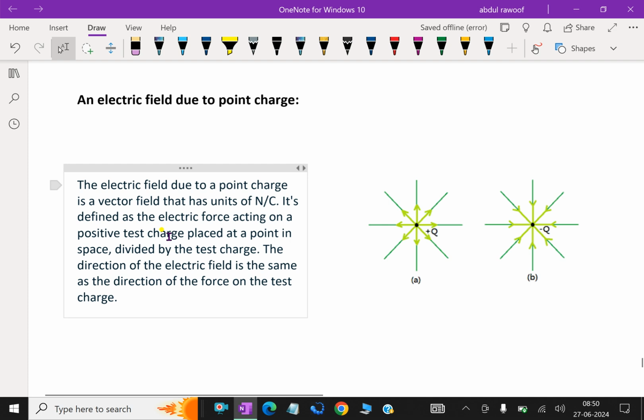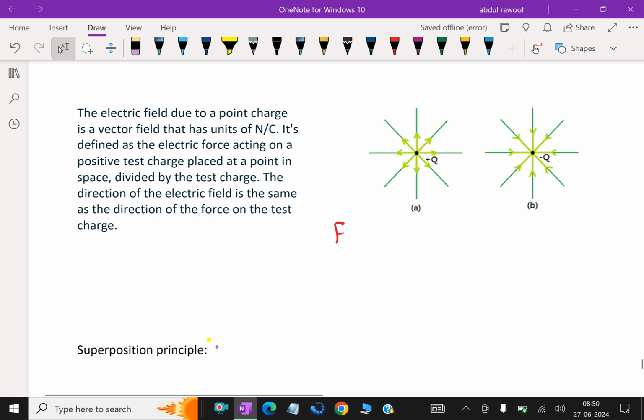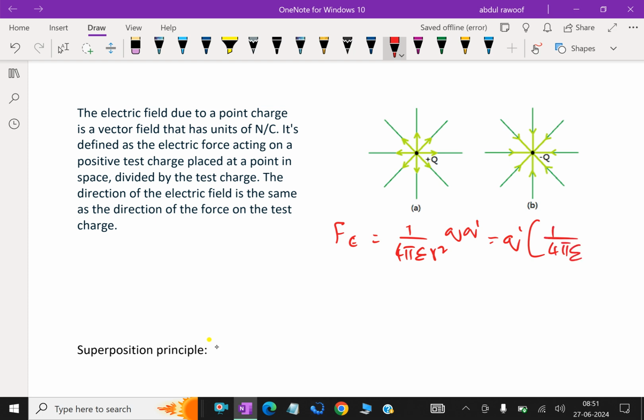Next one, an electric field due to a point charge. An electric field due to a point charge is a vector field that has units newton per coulomb. It's defined as the electric force acting on a positive test charge placed at a point in space divided by the test charge. So, Fe equals 1 over 4 pi epsilon, q q dash over r squared, equal to q dash into 1 by 4 pi epsilon, q over r squared.